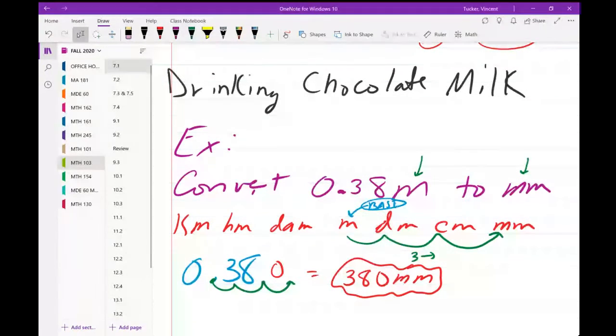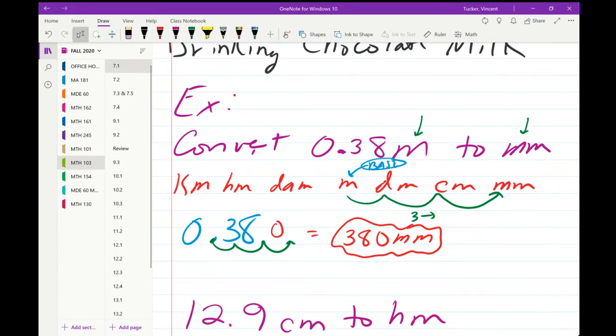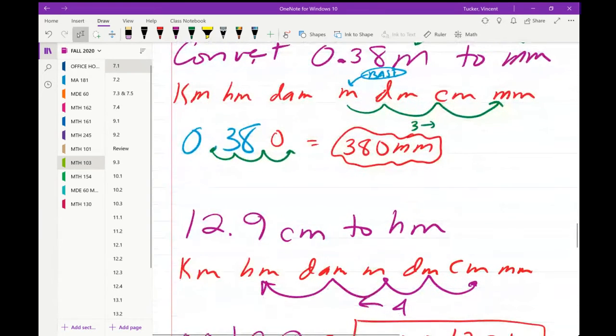And how many spaces you go to the right or how many spaces you go to the left will be dependent upon what measure you start off in, what measure you're trying to get to. All right, questions? All right, let's do it again.